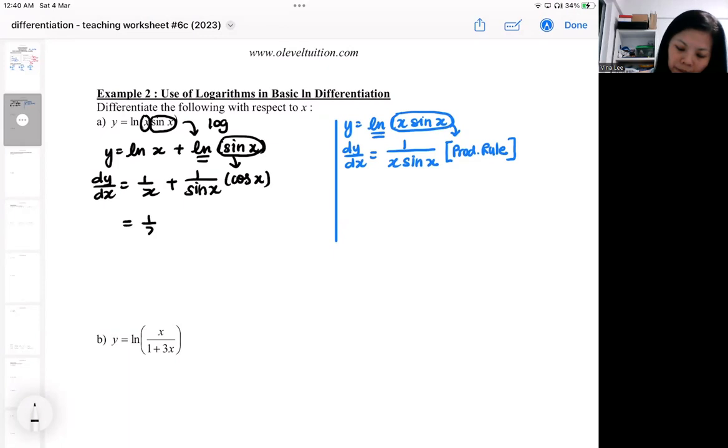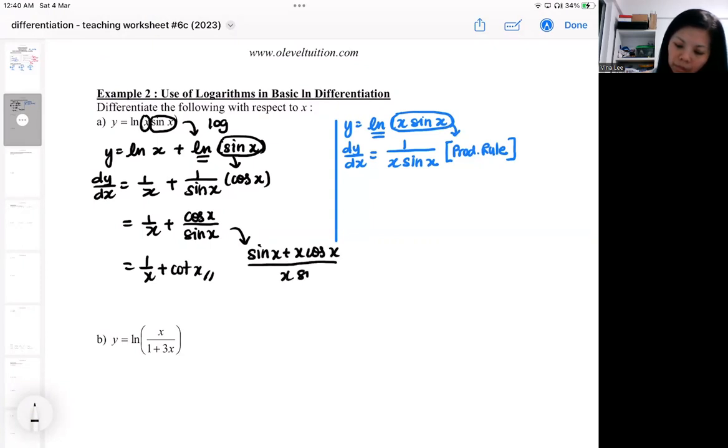And you will end up having a cotangent x. So you can make it into like this, or some people make it same denominator. So the answer looks very different, but both are the correct answer.